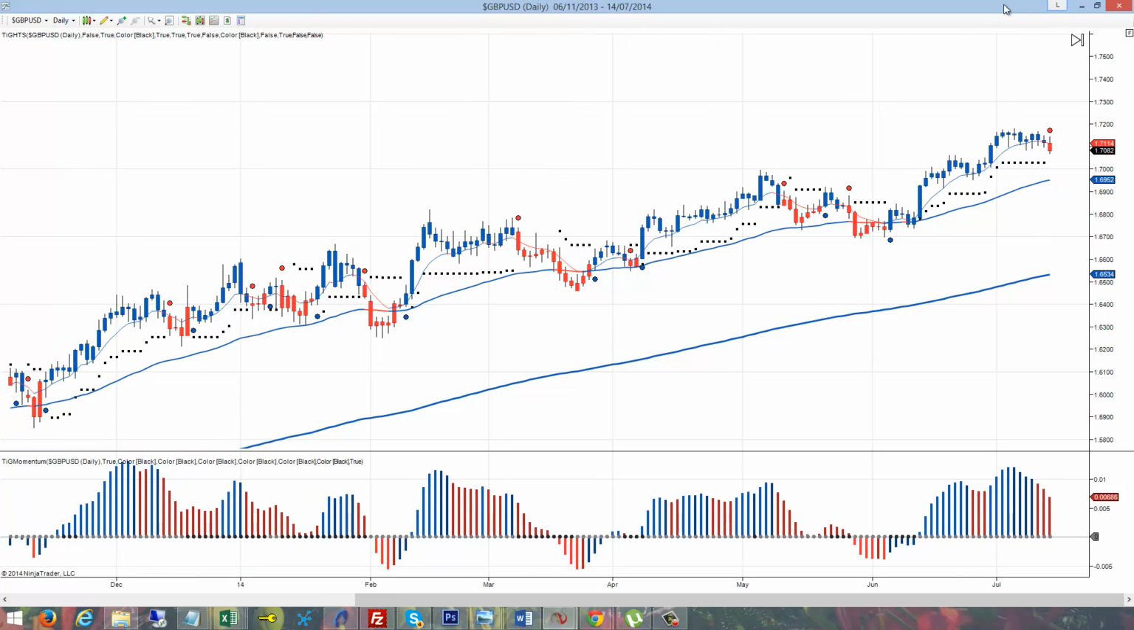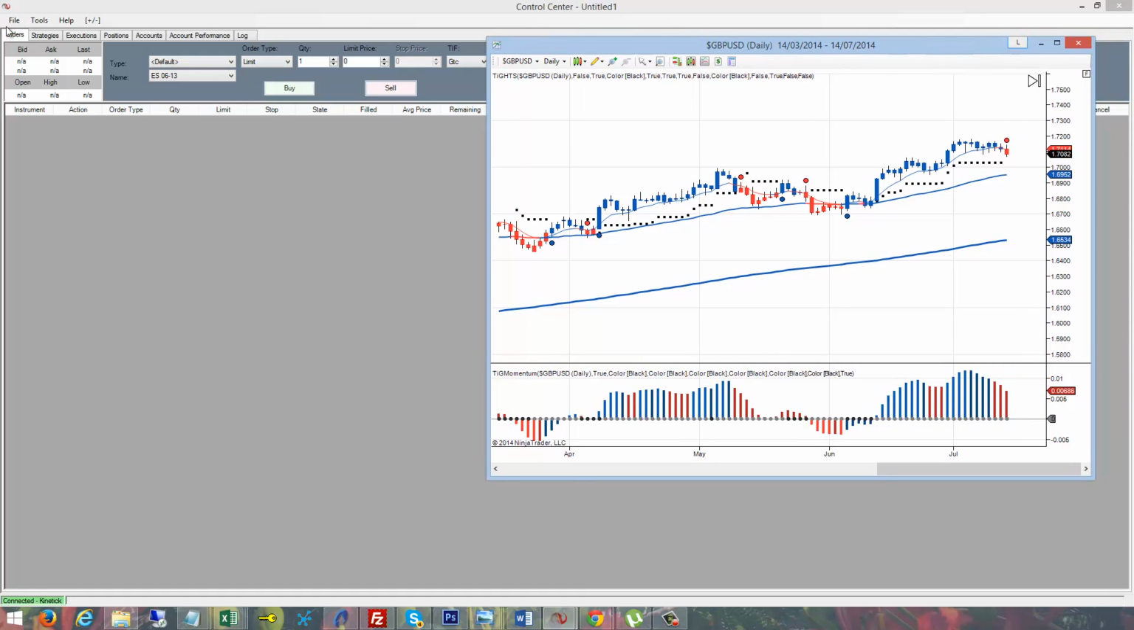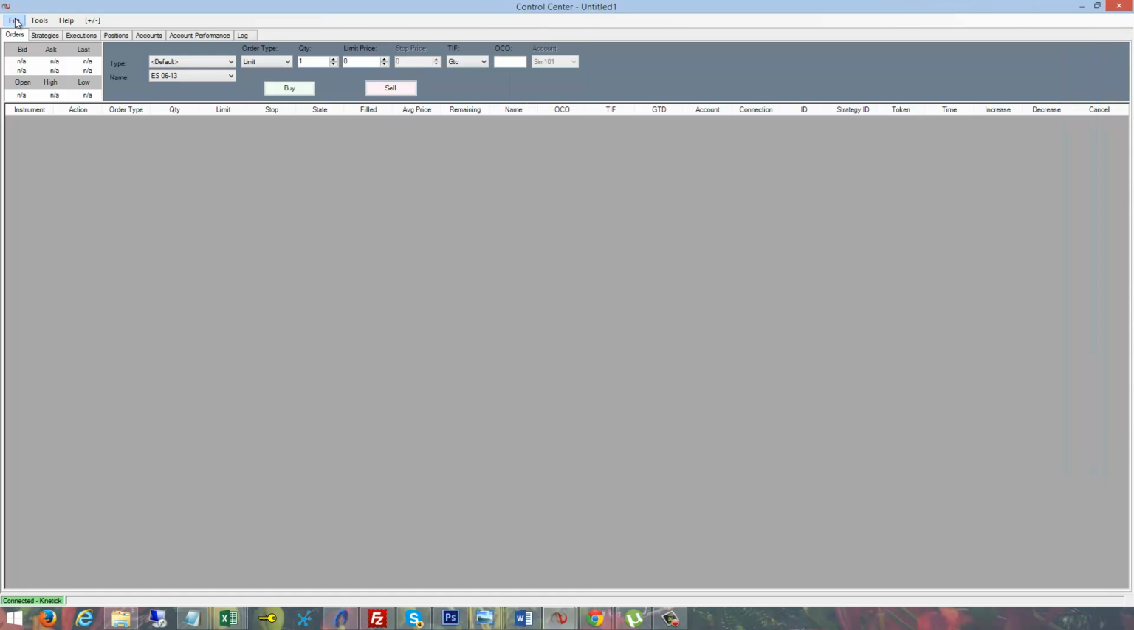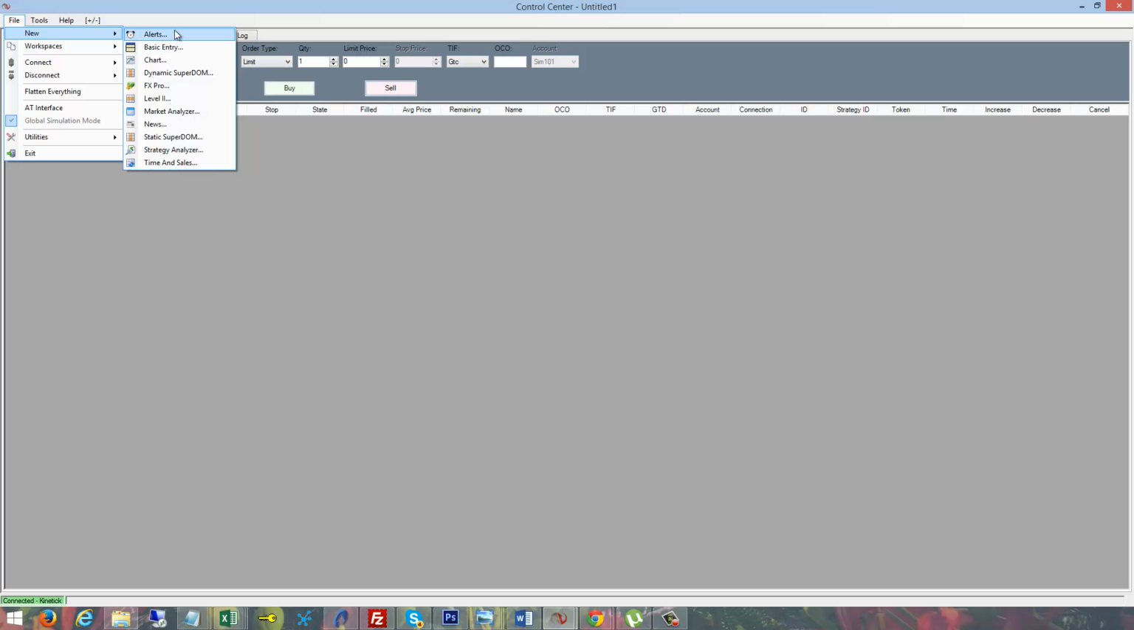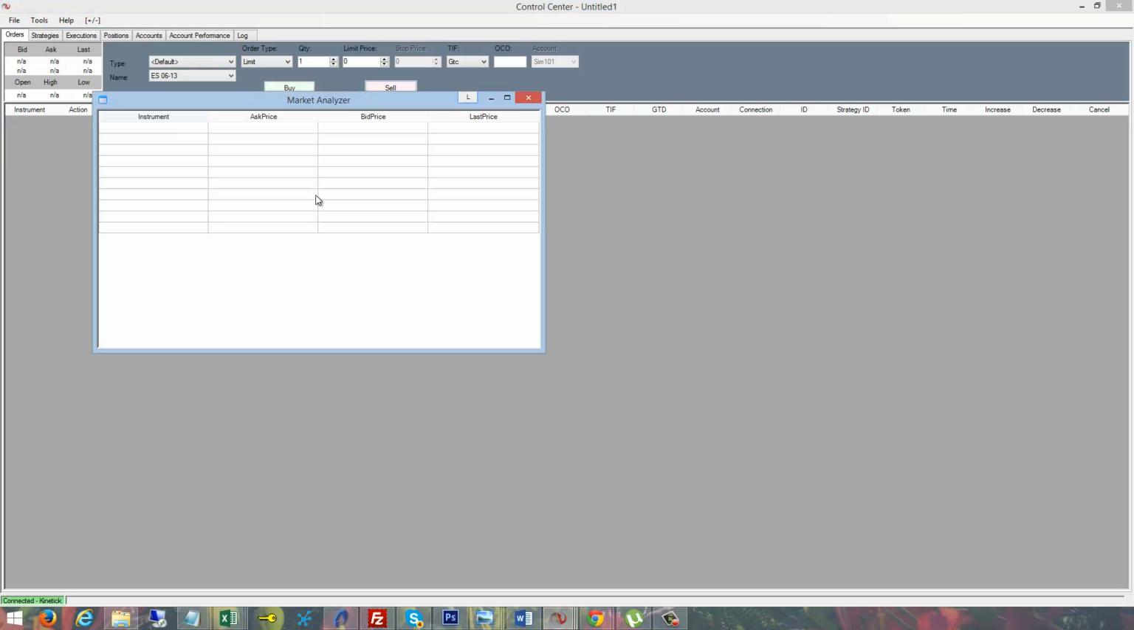What we might want to do next is to bring up another window just to make things a bit easier for us. File, new, market analyzer window. From here, what I usually do is enter all my currencies in, and anything that I'm looking at trading, just a few of them here. Okay, so you can keep doing this all the way down.